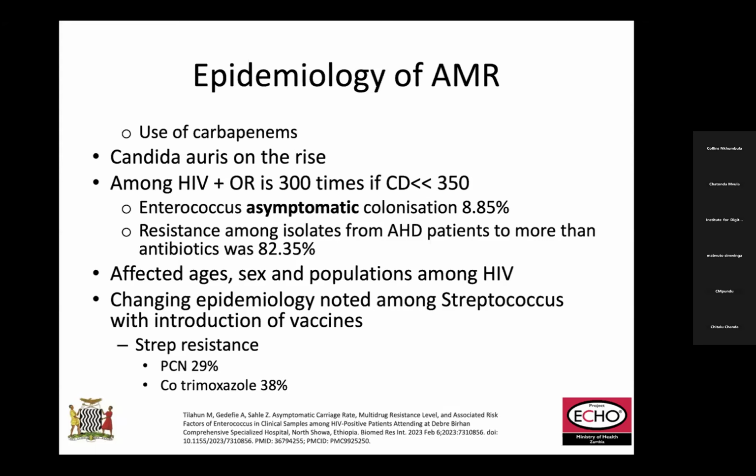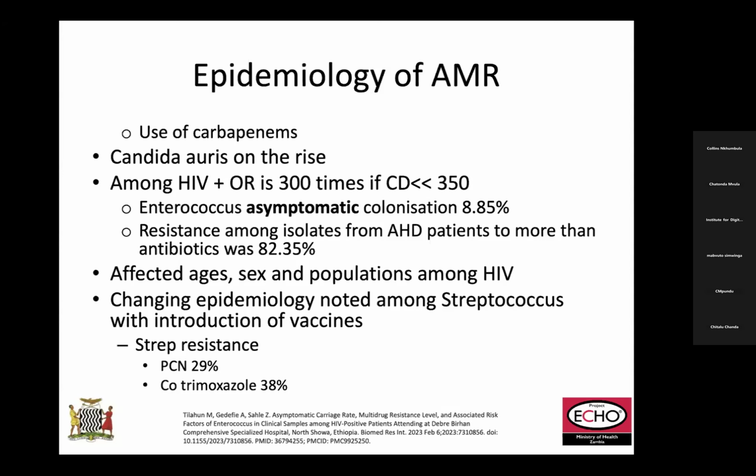Therefore, already you see that those who have advanced HIV disease are likely to be colonized and they are likely to have isolates that are resistant. The effects can be observed across all age groups and especially among those who have advanced HIV disease. One organism that I always think about, especially in our setting, is Streptococcus. This is very common as a cause of pneumonia. Most of us give antibiotics to treat a pneumonia. You know, strep does cause pneumonias.